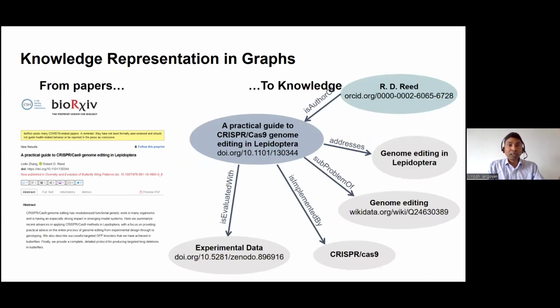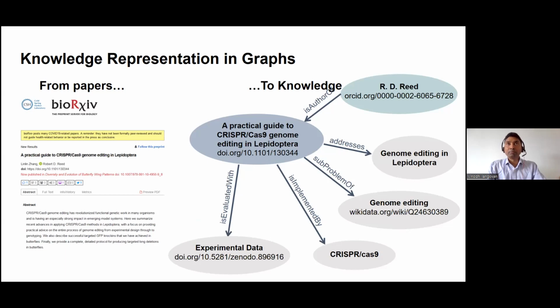So from papers, you can go into knowledge by using graph technology. What this basically does is, in graph technology, you have a subject, predicate, and object. In this case, the subject is this article, and it has different elements. Robert Reed is the author of this article, and this article addresses a specific technique, which is the genome editing technique in Lepidoptera.